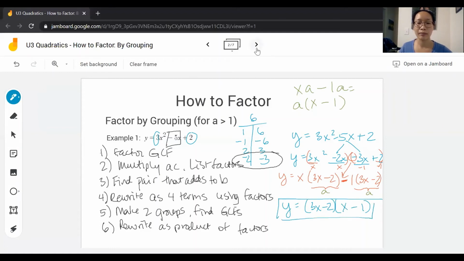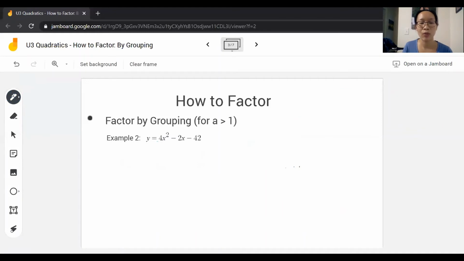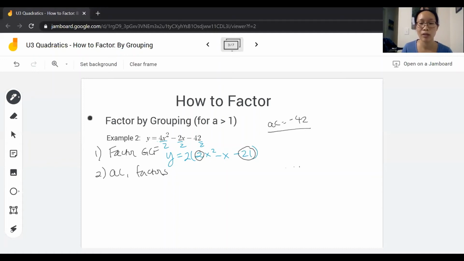Let's try a second example. In this example, we have y is equal to 4x squared minus 2x minus 42. So step 1, I'm going to factor out the GCF. I see that all my numbers are even, so I can factor out a 2. This leaves me with 2x squared minus x minus 21. In step 2, I multiply a and c and find factors. A is 2. C is negative 21, so my AC is equal to negative 42, and my factors are 1 and 42, 2 and 21, 3 and 14, and 6 and 7.